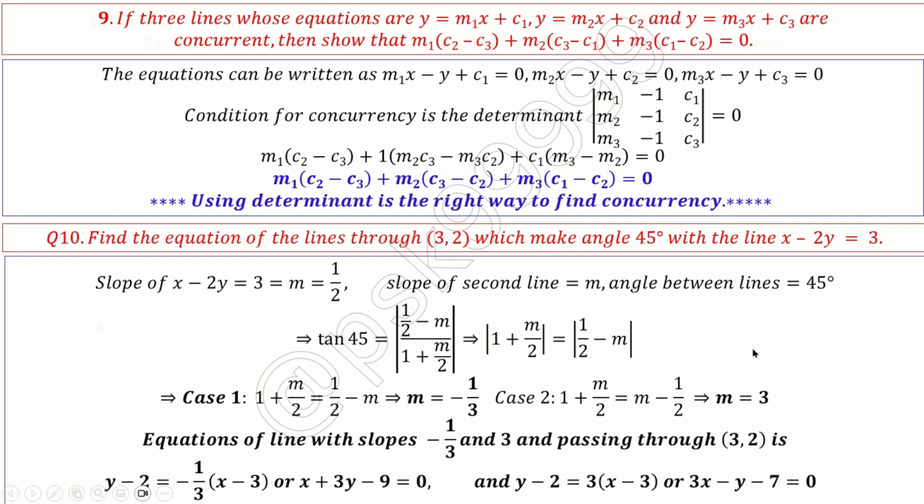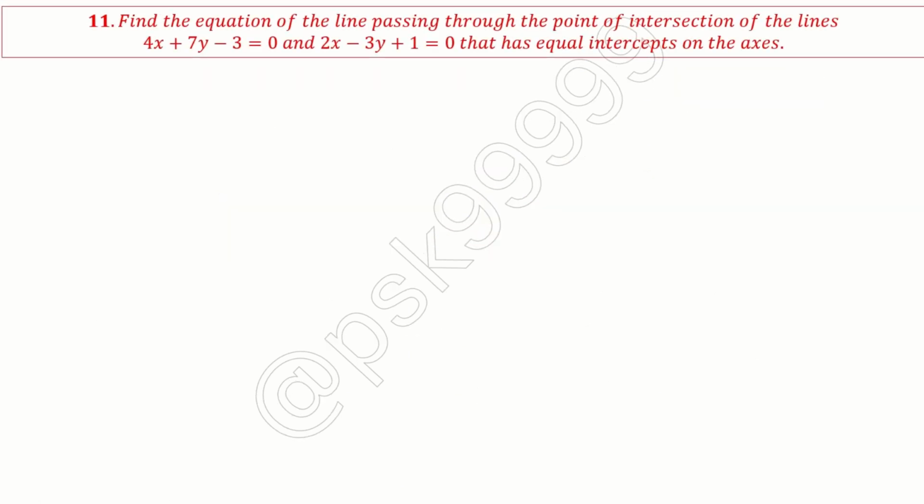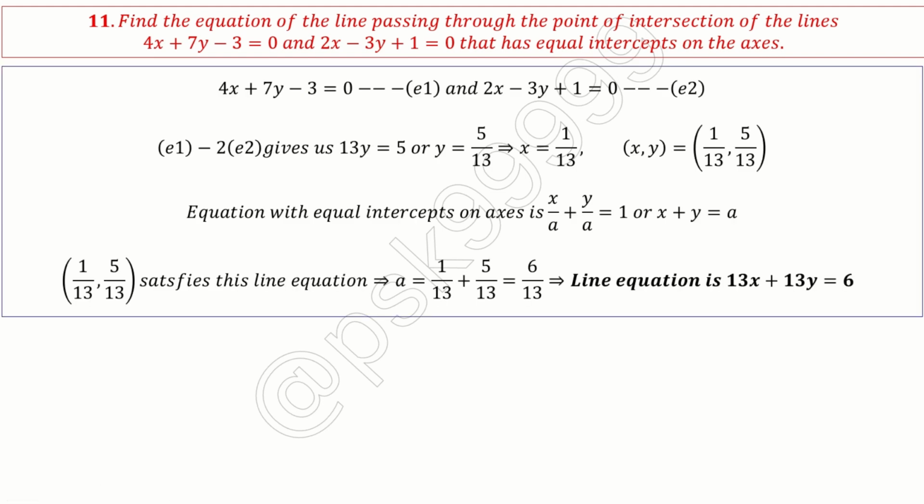Next. Find the equation of the line passing through the point of intersection of the lines 4x plus 7y minus 3 equal to 0 and 2x minus 3y plus 1 equal to 0, that has equal intercepts on the axes. Okay, so we need to find the equation of the line which is passing through the intersection of the lines. Which means first we should find the intersection of those two lines. So solve them as simple equations.